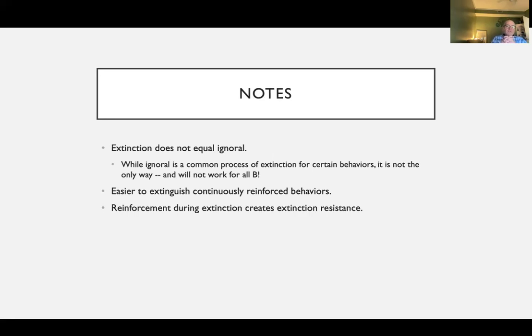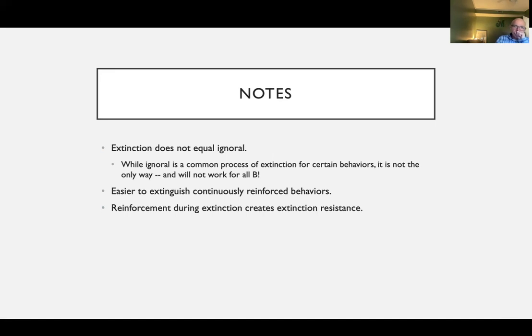Okay, a couple of quick notes. Extinction does not equal ignoral. A lot of the examples I give have to do with ignoring a negative behavior, and then that behavior will fade, and then we call it extinction. Ignoral is a way that we can have extinction occur, but that's not the only way that it will happen.